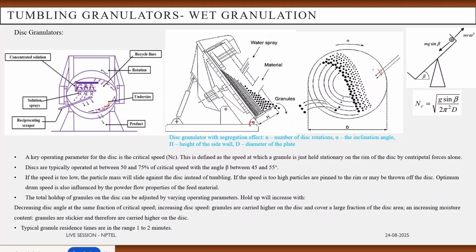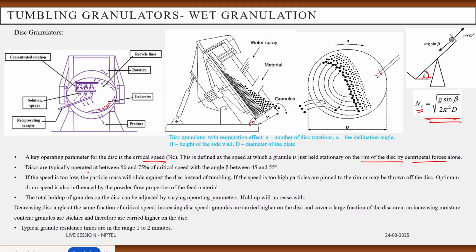Of this disk. So here the key operating parameter for the disk is the critical speed, which is defined by this formula, where it is beta. If it is beta, then it is like mg sine beta. At a critical speed condition, these two forces will be equal, and from that you are calculating the nc, which is critical speed. It is defined as the speed at which the granule is just held stationary on the rim of the disc by the centripetal forces alone.